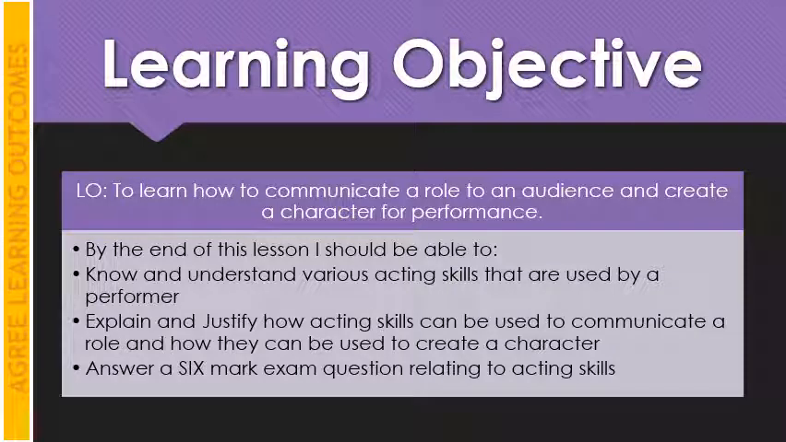So, the learning objective is to learn how to communicate a role to an audience and create a character for performance. By the end of this lesson, I should be able to know and understand various acting skills that are used by a performer, explain and justify how acting skills can be used to communicate a role and how they can be used to create a character, and answer a 6-mark exam question.